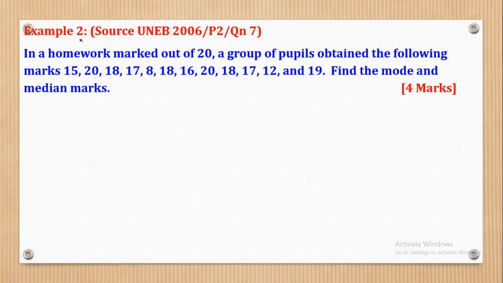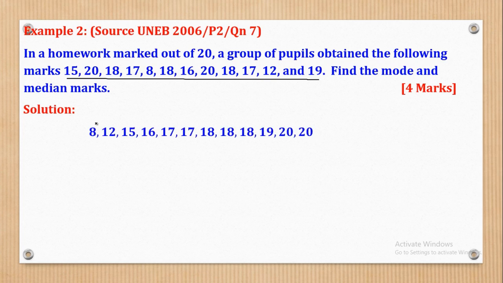Okay, so now we shall go to example 2. Example 2 says that in a homework marked out of 20, a group of pupils obtained the following marks: 15, 20. So these are the marks obtained by a group of pupils, and they say find the mode and median marks. So what we are going to do is first arrange those values in ascending order, starting from the smallest to the biggest.